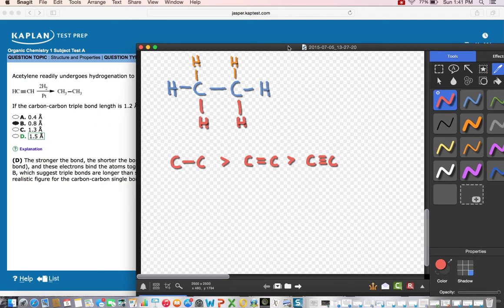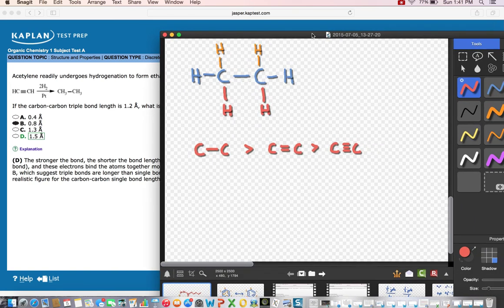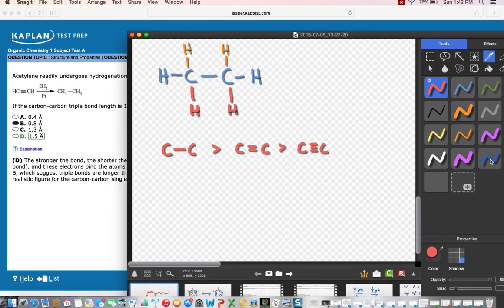In this problem, we are given a bond length for the carbon-carbon triple bond. It's 1.2 angstroms. I know that the carbon-carbon double bond would be longer than that, and I know that the carbon-carbon single bond would be even longer than that. You have to eliminate A and B because they're shorter. You're now left with 1.3 and 1.5.